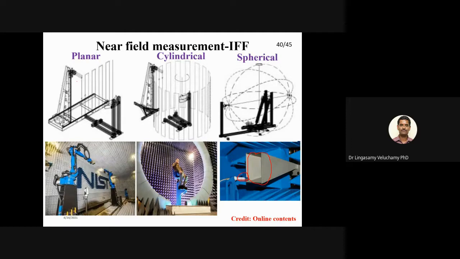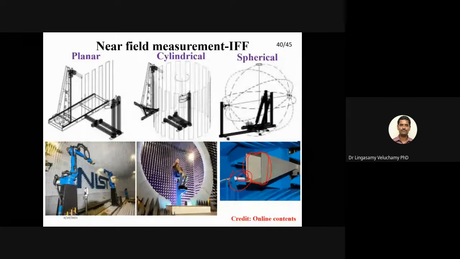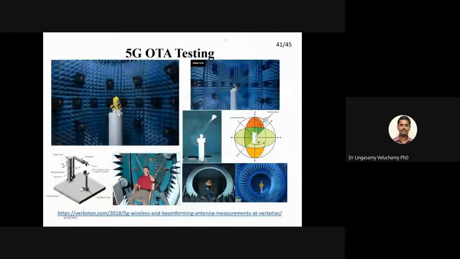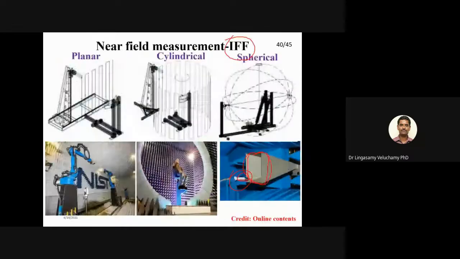Here we are not capturing the radiation pattern directly. What we are doing is measuring the field component quantities through probes, then taking the FFT and applying the appropriate processing, and then you get the radiation pattern. That's why we call it the indirect far field method, called IFF. And this is the simple antenna measurement.